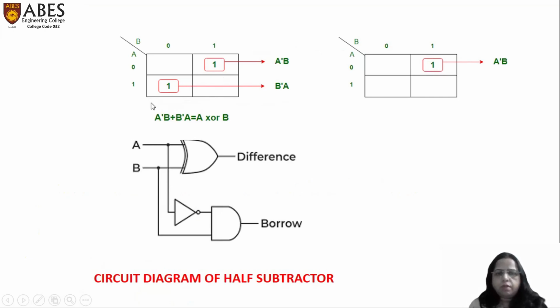This can be simplified, or calculated, with the help of a K-map also. For the difference, we have A bar B plus B bar A, as we can see from the K-map, and for borrow, we have A bar B. With the help of these expressions, we can draw the circuit diagram of the half subtractor.